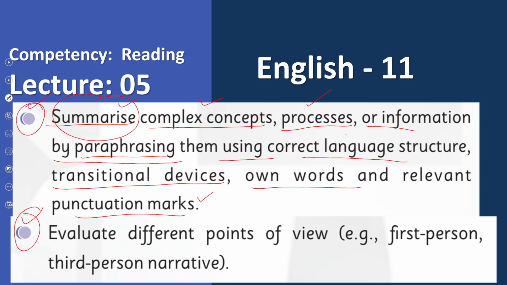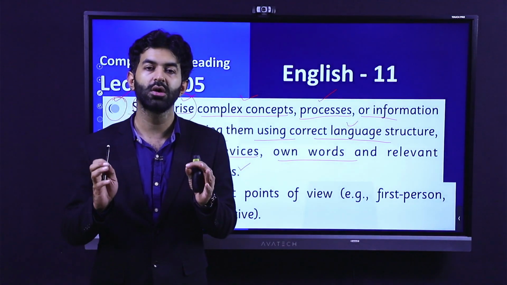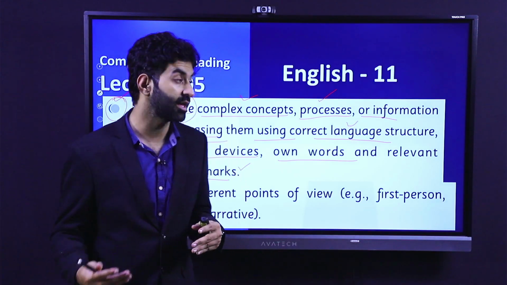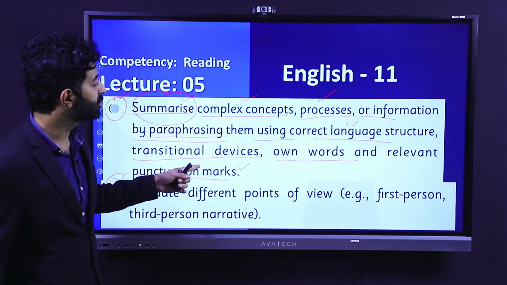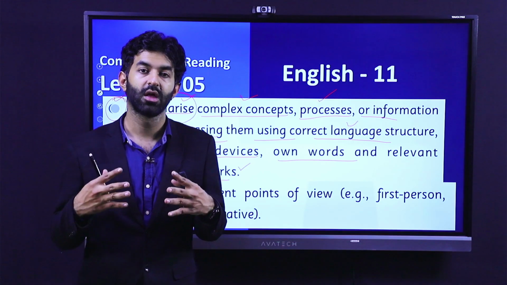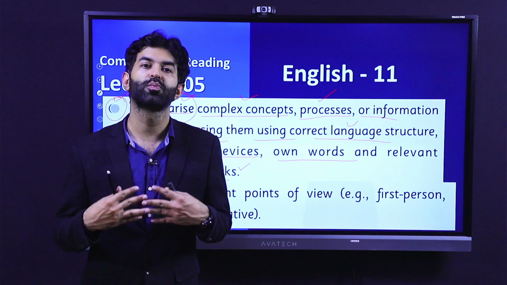We use correct language structure. It means that even if we are condensing it, even if we are shrinking the text, the language has to be in the good and perfect structure according to the English language and its conventions. Then we have to use transitional devices in order to link the different ideas or different sentences together in order to present it very well.